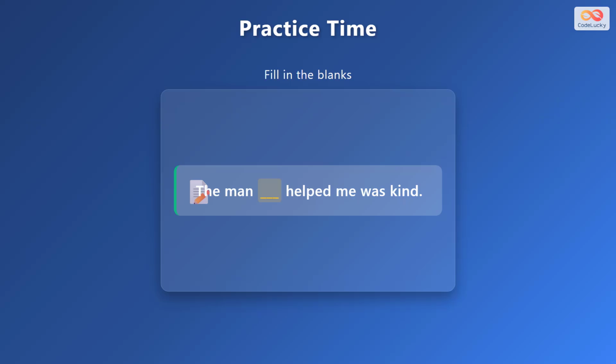Fill in the blank with the correct relative pronoun. For example, in the sentence, the man blank helped me was kind, we choose the word who because it talks about a person.